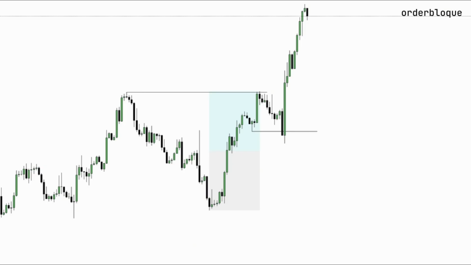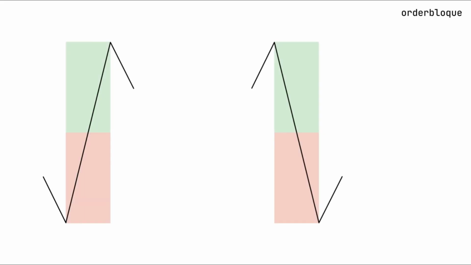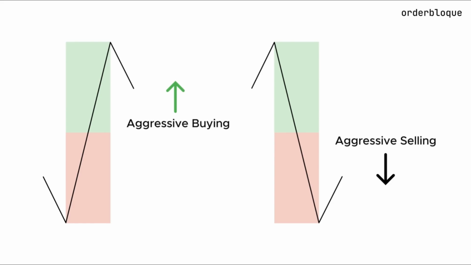To move forward, we need to understand another very important principle that I discovered while reviewing various materials on the internet. This is the principle of buyer and seller aggression, which correlates in a special way with the logic of trading ranges and order flow. At its core, buyer aggressiveness is expressed in their willingness to absorb seller volume at higher prices without waiting for corrective movements. Seller aggressiveness, in turn, is the willingness to absorb buyer volume at lower prices, also without waiting for corrections. Accordingly, buyers are willing to buy in the premium zone, while sellers are willing to sell in the discount zone. This is a very important detail.